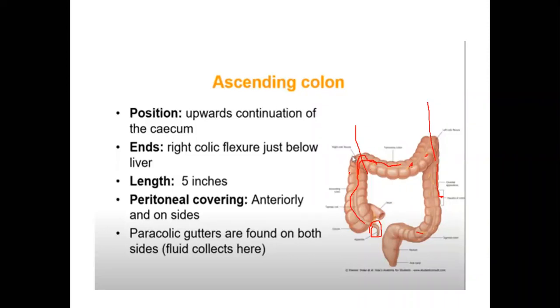It is covered with the peritoneum anteriorly and on the sides. The paracolic gutters are found on both sides. Now here you will find the paracolic gutter on this side as well as on this side, where the fluid can be collected. These are the two common sites of fluid collection.